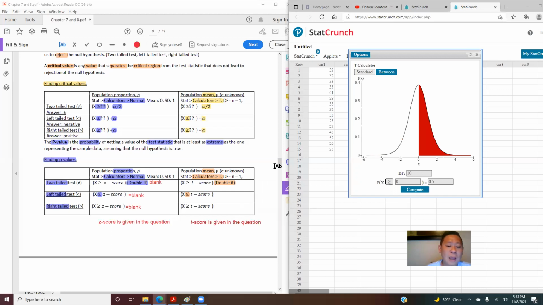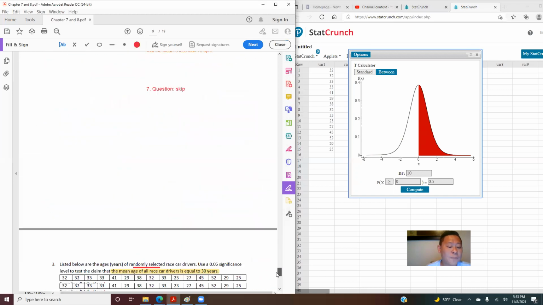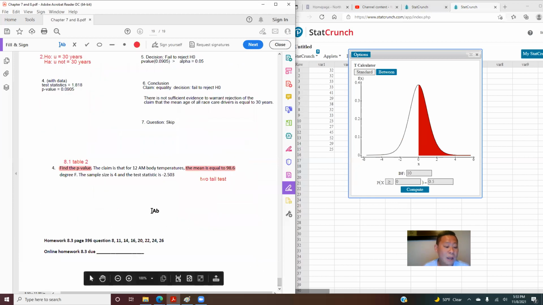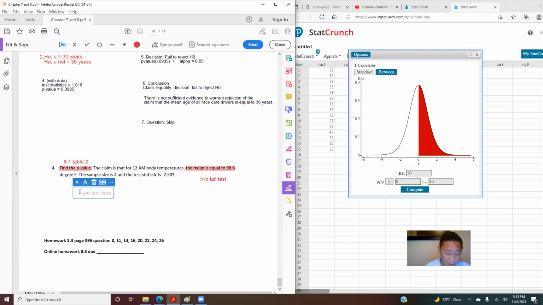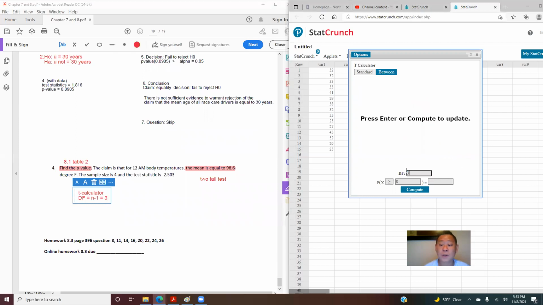So I will show you how we do quiz question number 4 here. So now we can read this. How many sample size here? Sample size in this case is 4. So we're going to use a t calculator here, where your degree of freedom in this case is n-1. Don't forget the formula is always n-1 for this case. So make sure you guys know this. 4 minus 1 is 3.